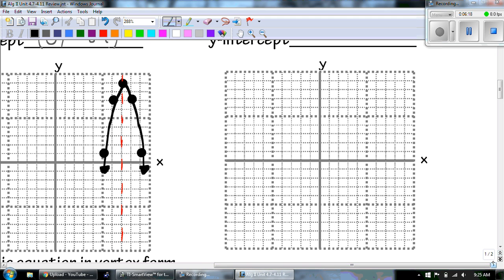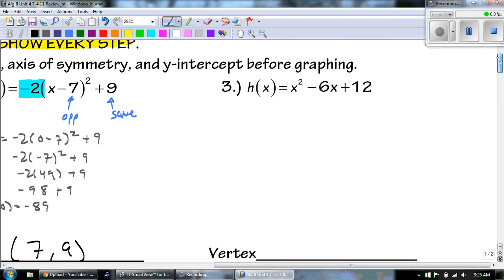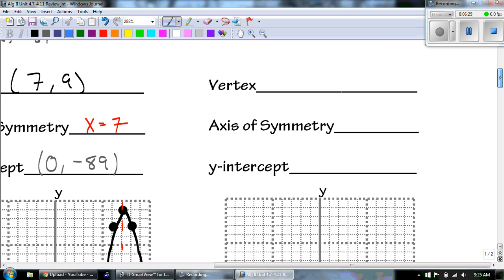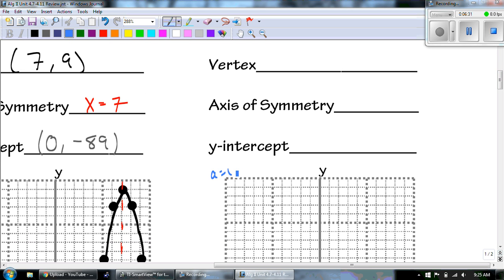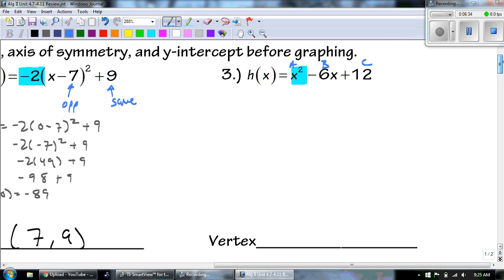All right, so number 3 is just like number 1. Okay. Here's our a, our b, our c. And if you look at it, a equals 1. Okay, so that'll help you graph it, but you guys are on your own. Go ahead and pause the video and good luck.